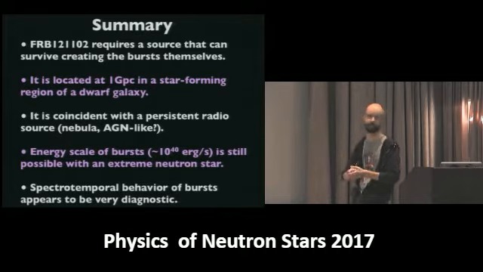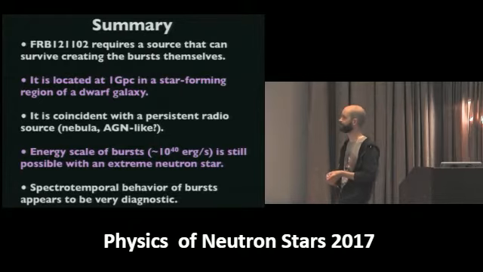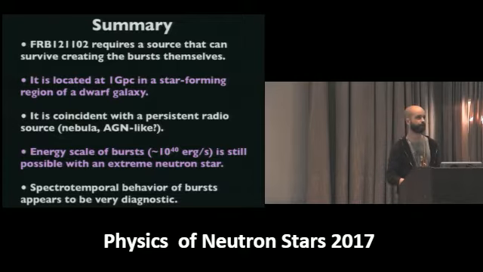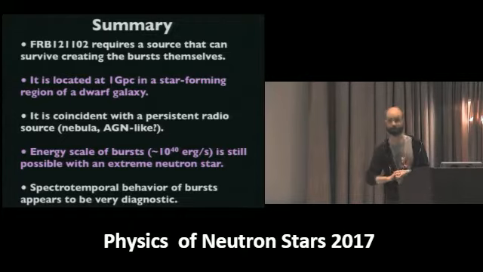In any case, if it is a nebula, it needs to really be quite unlike any of the pulsar wind nebulae or magnetar nebulae that we've seen in our own galaxy. The energy scale of the burst is now well established, and I think it's still possible to get this out of a neutron star. Certainly, if you increase the rotation or the magnetic field or the efficiency of the radio production, then you can get the orders of magnitude that you would need.